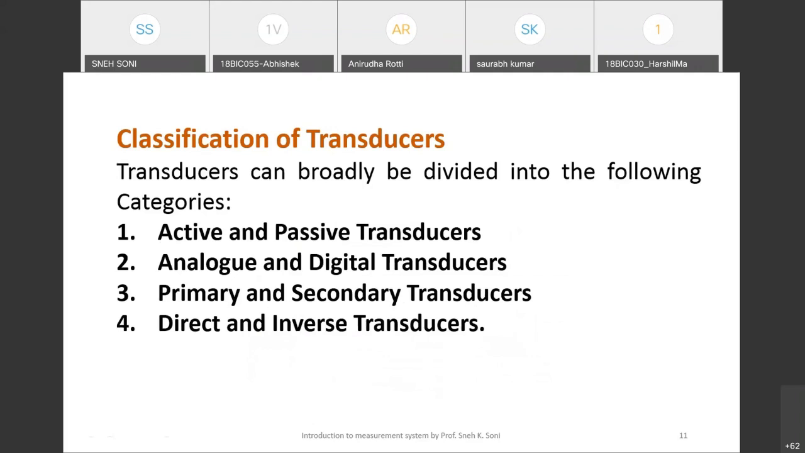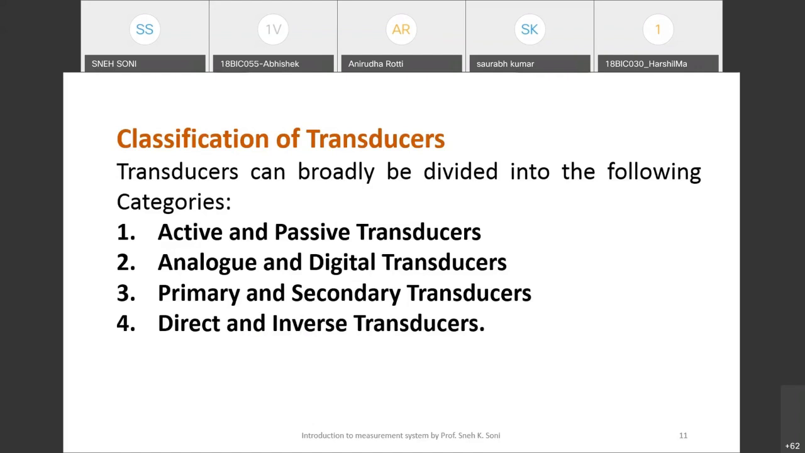As we already know, active transducers do not require external power. So they are by default active, right? A thermocouple is a kind of active transducer, and passive transducers are the transducers which require an external power source, right? To convert that particular quantity or parameter. That is a passive transducer.